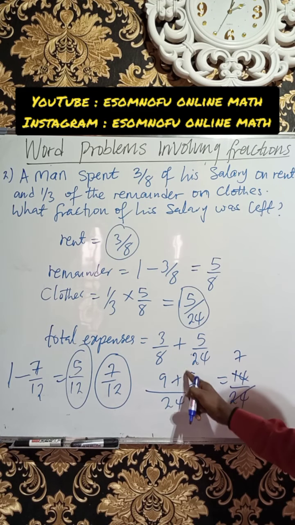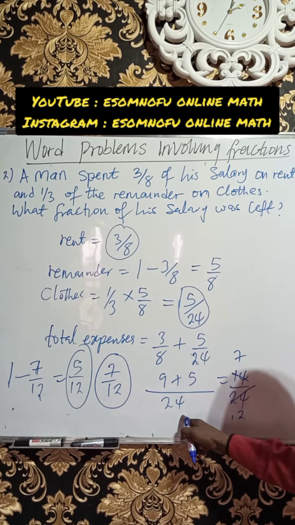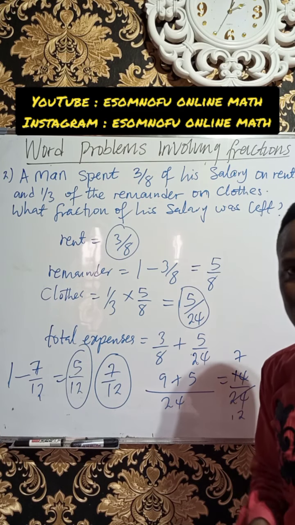You can equally use the butterfly trick. This time you write this, then cross multiply, and it can equally work.